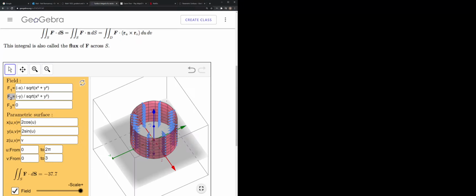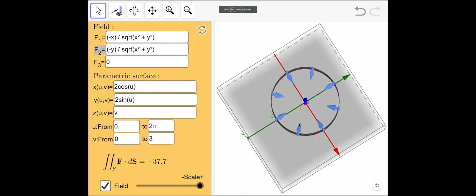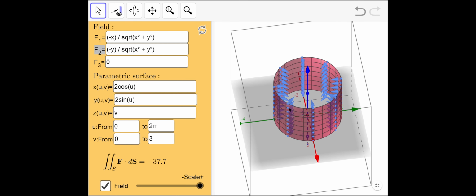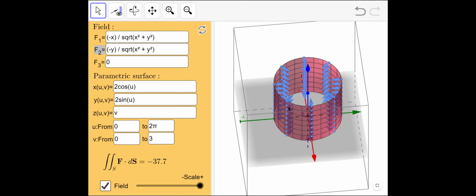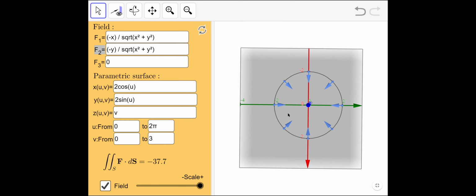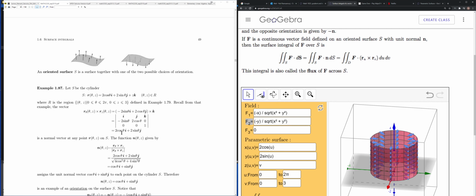right? Which means that now the unit normal vectors are going to point in the opposite direction, right? And in this case for a cylinder, the opposite of the outward normal vector would be inward normal vectors here, right? So how do we actually get these unit normal vectors, right? So let me reverse these so that they point out.